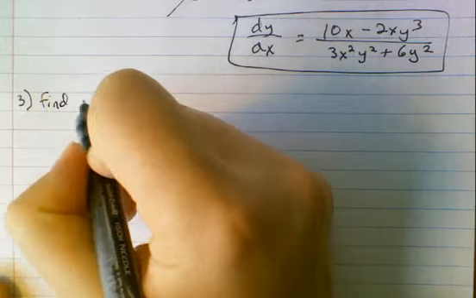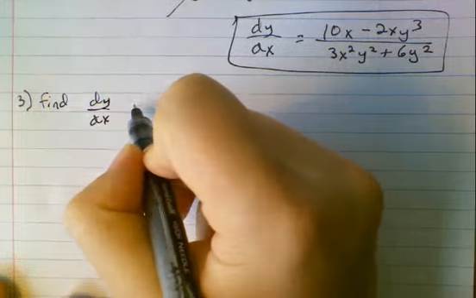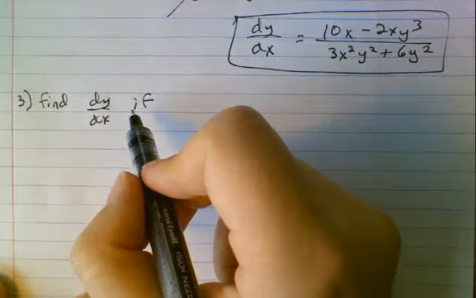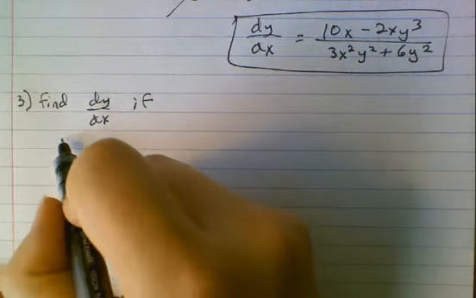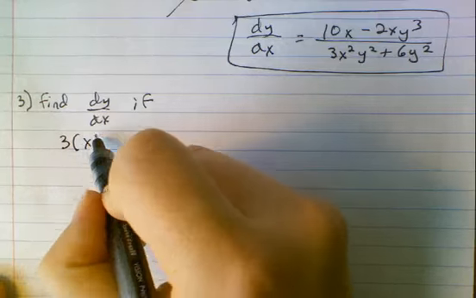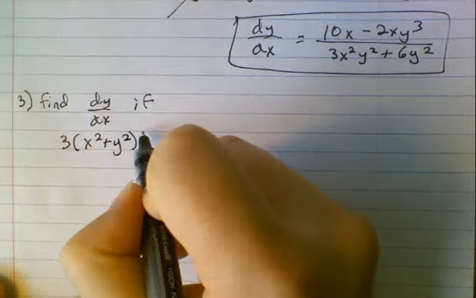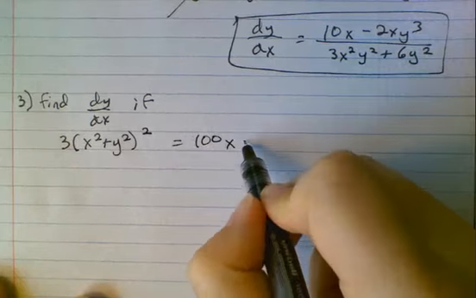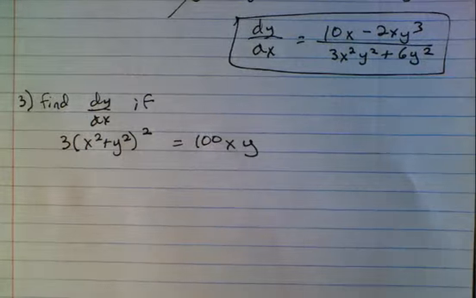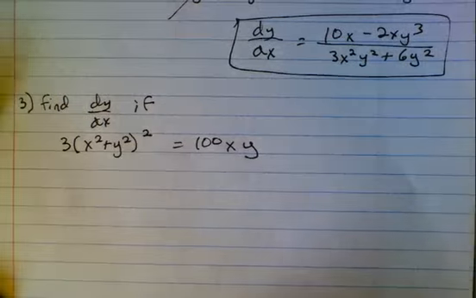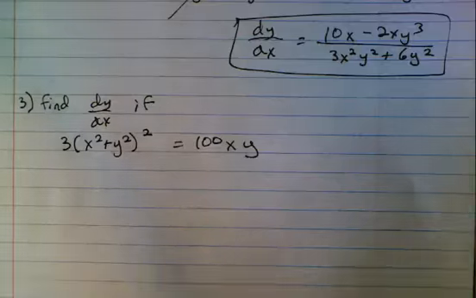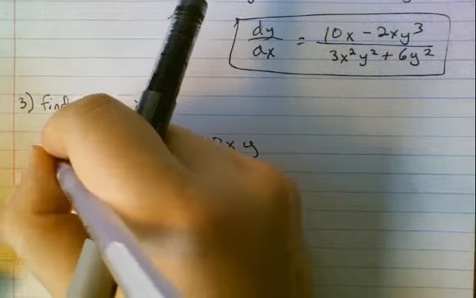So let's find dy dx if (3x squared plus y squared) squared equals 100xy. So we're going to take the derivative of both of these sides with respect to x.